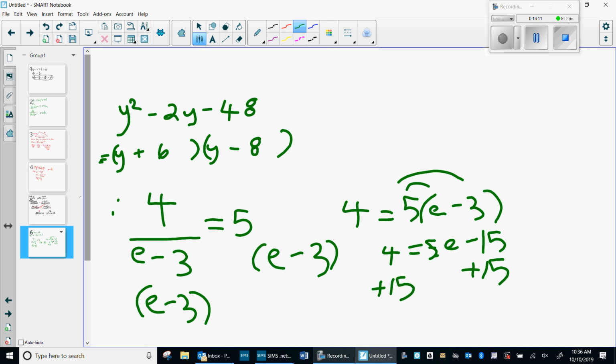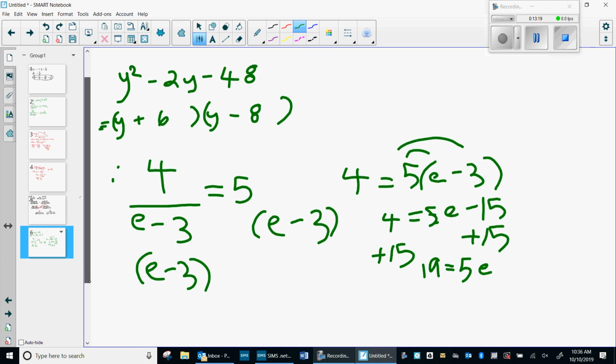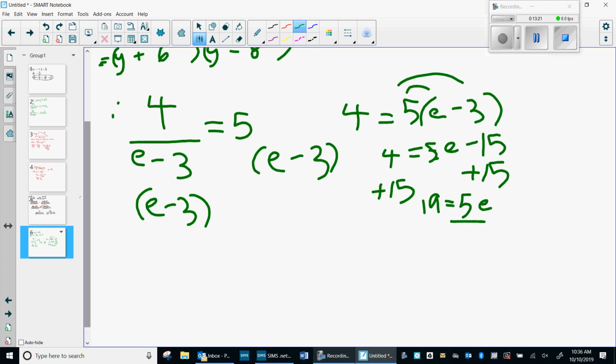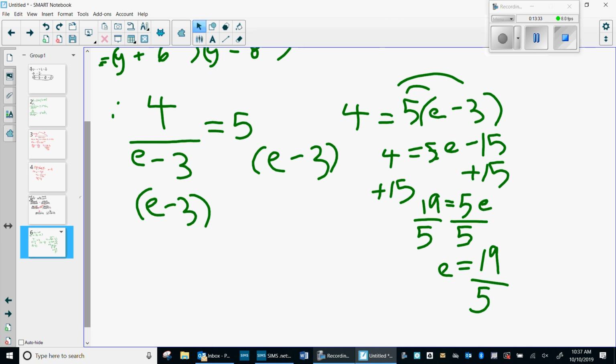So then we get 19, and it's over, that's just 5e there, and then we need to get e by itself. So we divide by 5. Divide by 5 on this side, so e is equal to 19 over 5. Is that the same as 3.8? Yeah. I think. I don't know. It is, yeah. Awesome. Pause.